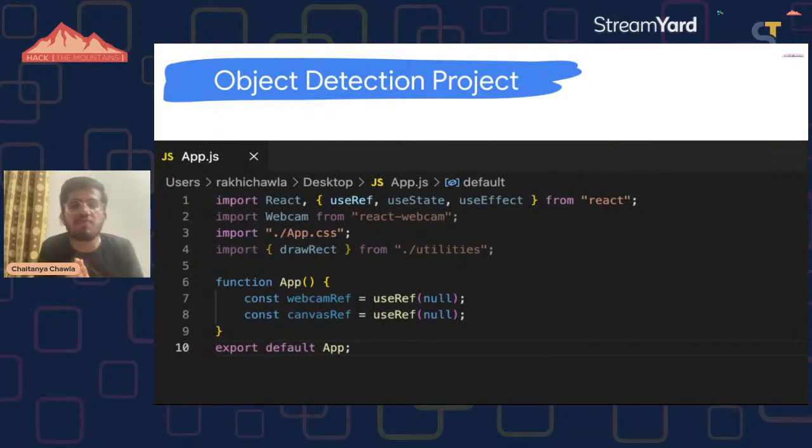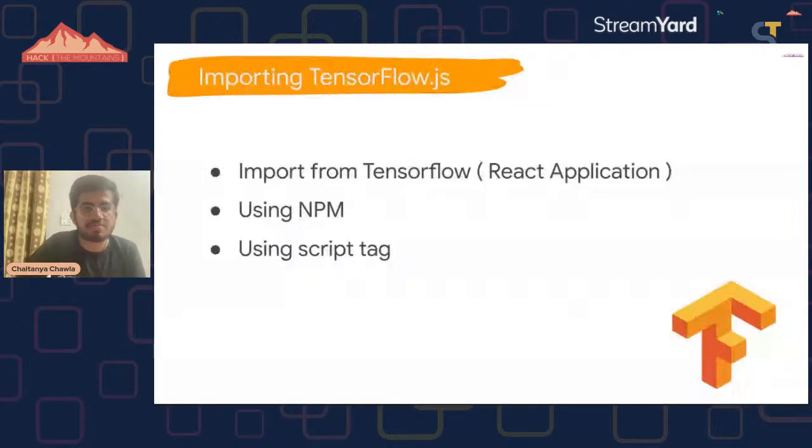Then for example, let's suppose if I'm building an object detection project, then this will be the code which is including the React library, then using the React webcam library, and using the webcam function. So this will help me in building the object detection project. Then the next step is importing TensorFlow.js.